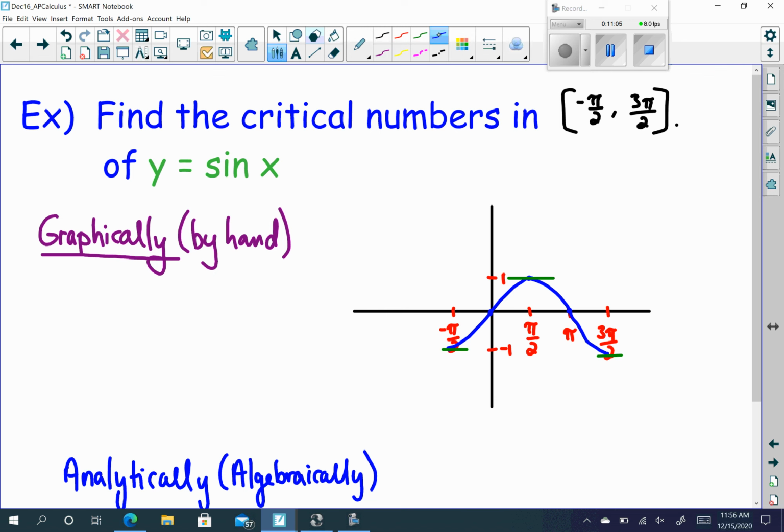Let's draw that in a little better to see what the graph looks like. So whenever we're on a closed interval, this could happen as well. So just looking at this, we would say our critical numbers are, we could even abbreviate, x equals negative pi over 2, pi over 2, and then 3 pi over 2.